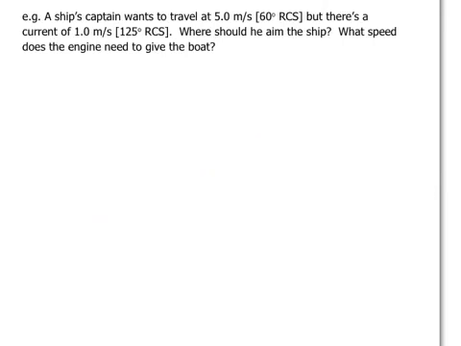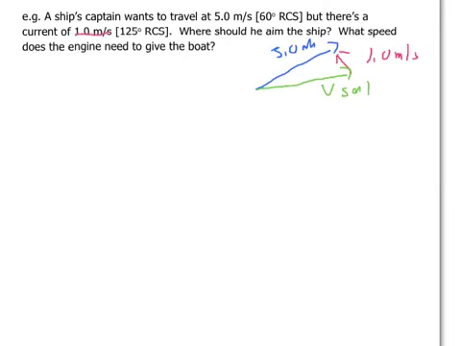So let's draw this out. We want to find at the end of the day a ground velocity of 5 meters per second, and it's at 60 degrees RCS, so this arrow should be pointing up and to the right. There's a current, however, of 1 meter per second at 125 degrees RCS. We should draw this one arrow up to the left because 125 degrees is up towards the left. And we'll label that our current velocity, 1.0 meter per second. We need to find an arrow that, when added with the red one, will give the blue one. And this is our sail velocity, or the velocity the engine must give to the boat.